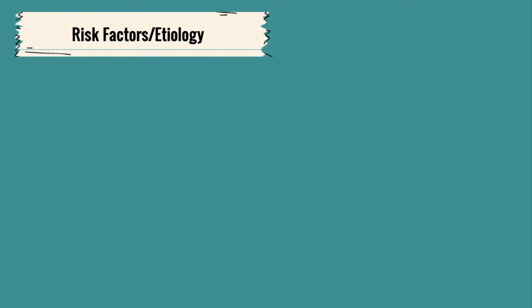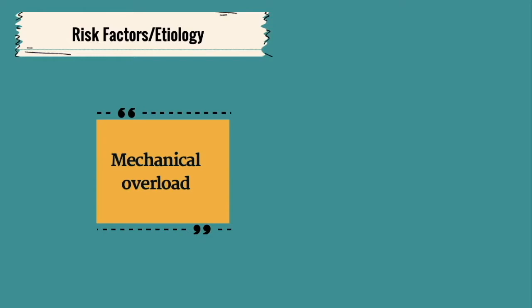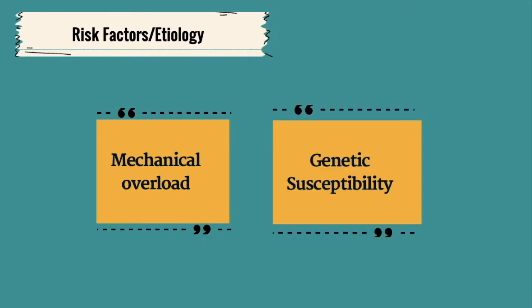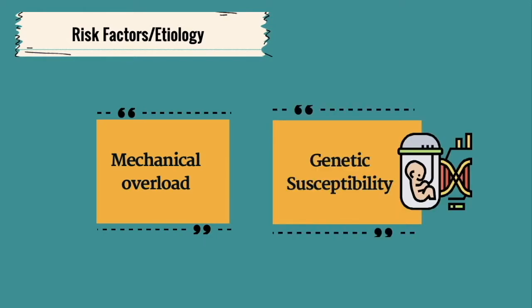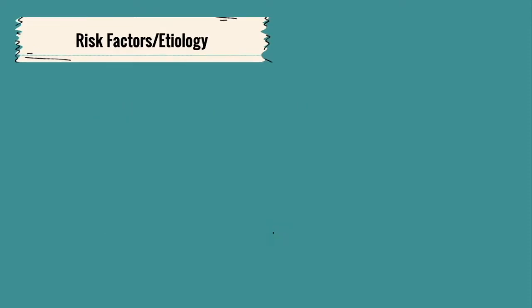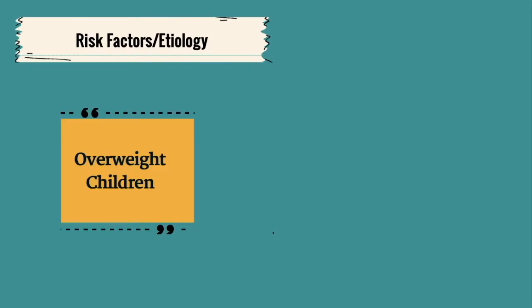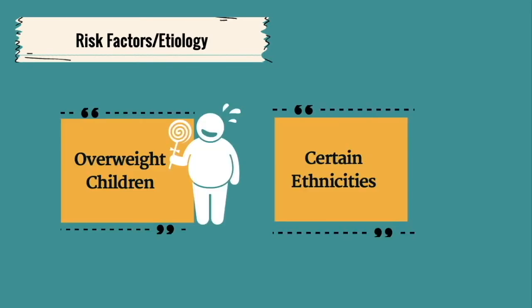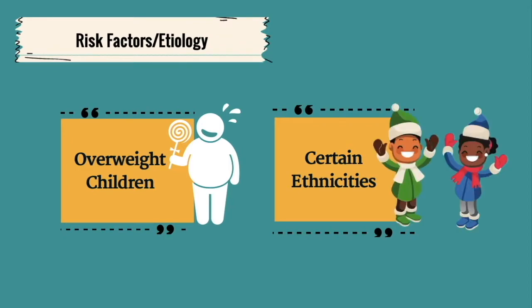The etiology of Blount's disease is thought to be multifactorial. Mechanical overload and genetic susceptibility are considered risk factors. Mechanical overload leads to osteochondrosis of the medial proximal tibial physis and epiphysis and later progresses to a physeal bar. Overweight children, in particular in specific demographic populations such as Hispanics and Blacks, are reported as more likely to develop this condition.